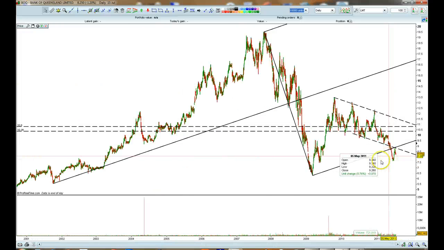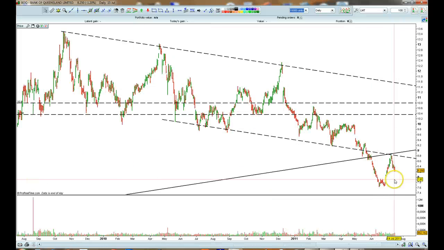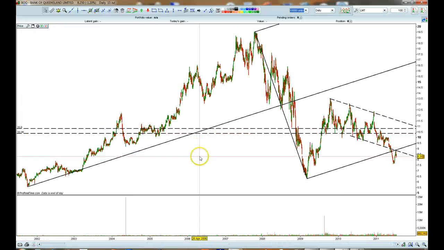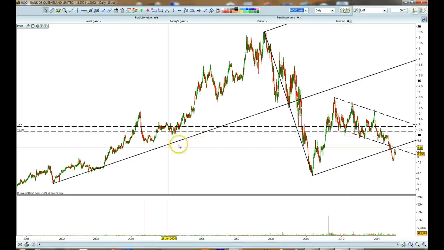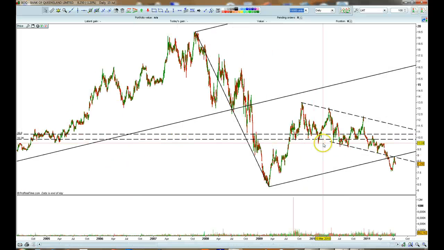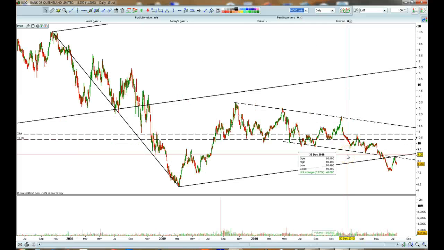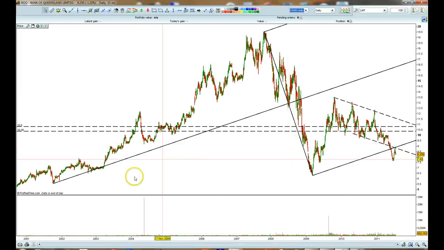But you'd have to be looking for your short trades, I think. But anyway, that's banks for you, and it hasn't been a very pretty story at the moment as far as banks go. But anyway, that's me done.